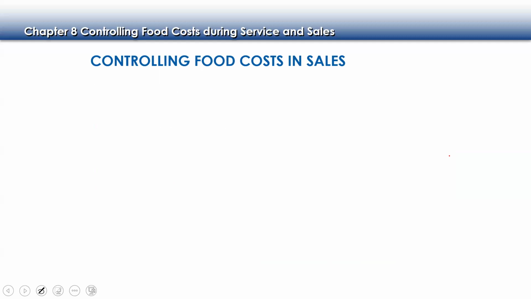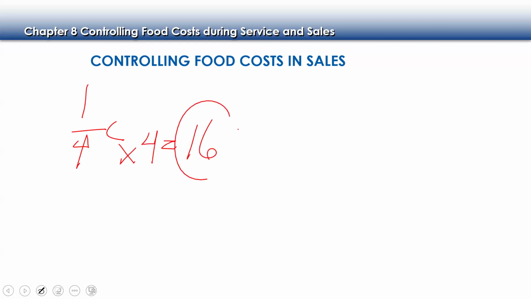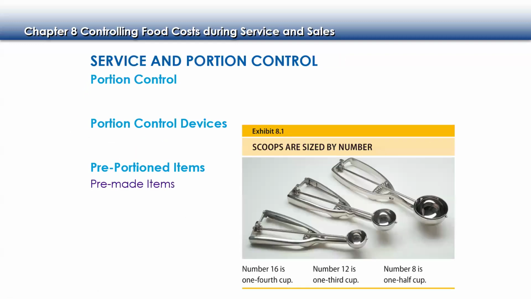So if we have the size, like the volume, 1/4 of a cup, we want to multiply the denominator, which is the bottom number, by that factor of 4. So that means 1/4 cup is our number 16 scoop.